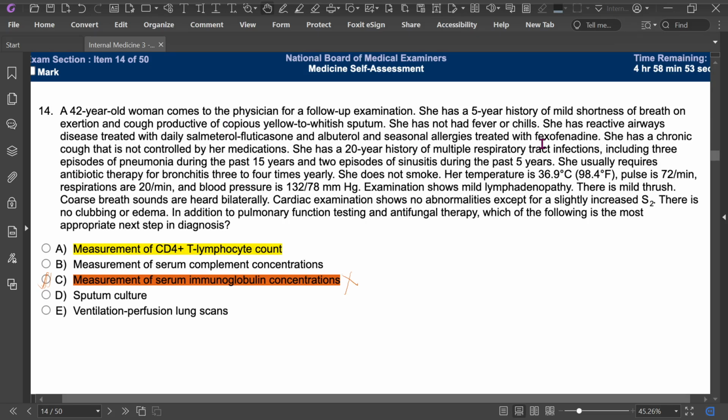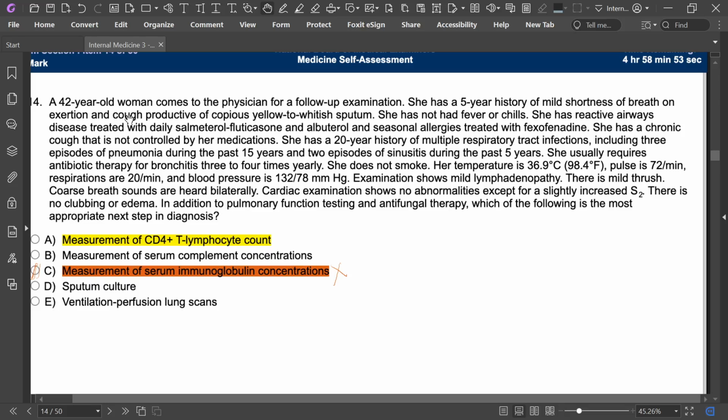So this patient has mild shortness of breath and a cough productive of yellow sputum.